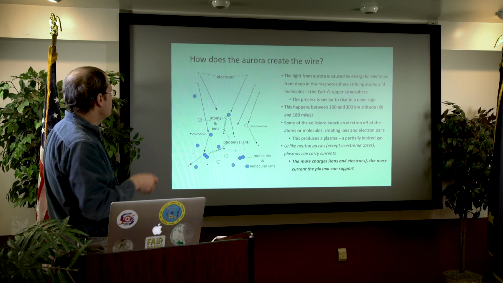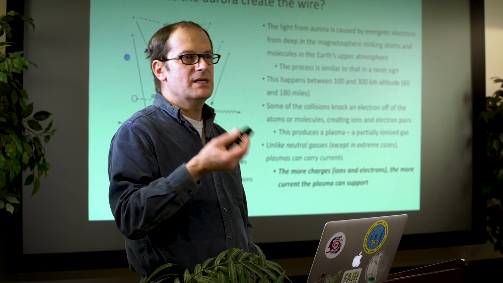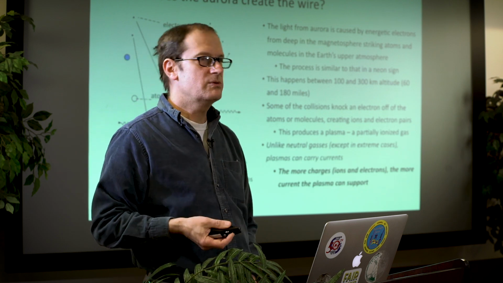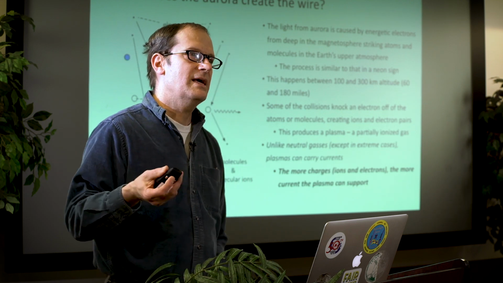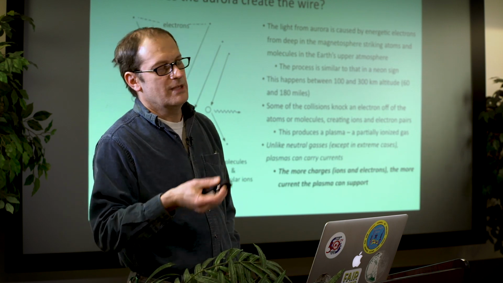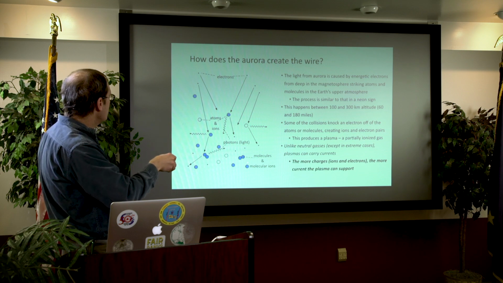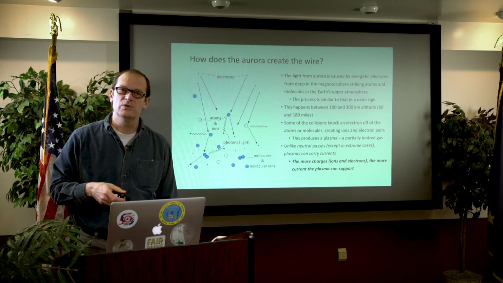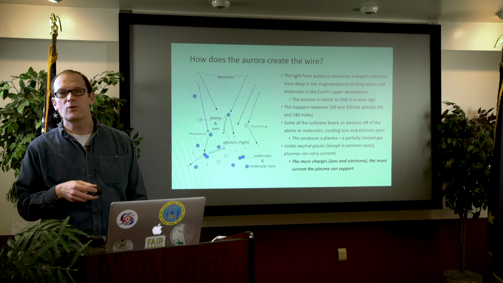And a lot of times they'll just bump into, say, an oxygen atom and basically excite that atom, and that atom then relaxes back down to its ground state. When it does that, it produces a little bit of light. And that's mostly the green and sometimes the red emissions that you see. And as it goes further down, you actually bump into nitrogen molecules, and you'll see this sort of pink-purple lower border of the aurora.